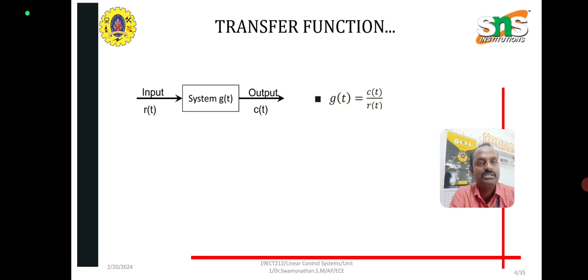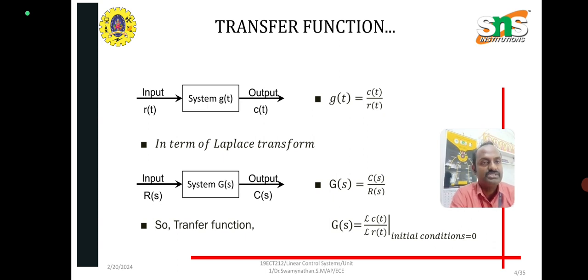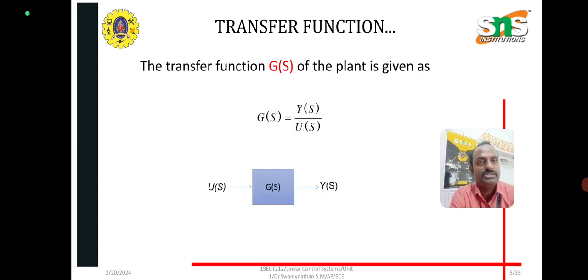The system input is r of t, g of t is c of t divided by r of t, and the output is c of t. In terms of the Laplace transform, the input is R of s, the system is G of s, and the output will be C of s. So G of s is equal to C of s divided by R of s. The transfer function G of s is L of c of t divided by L of r of t, where L means Laplace transform of. The initial conditions are equal to 0. So this is called the transfer function.